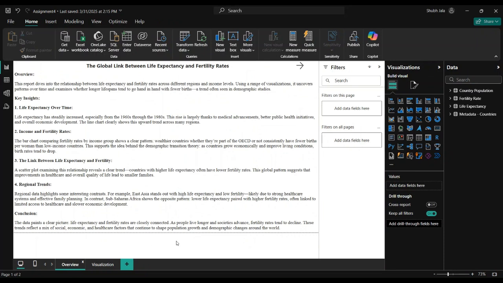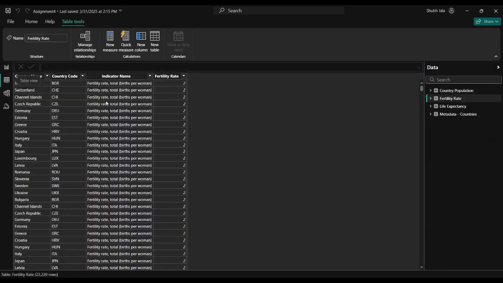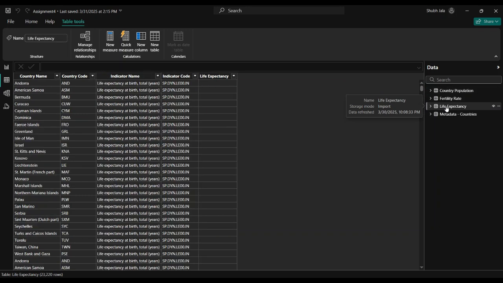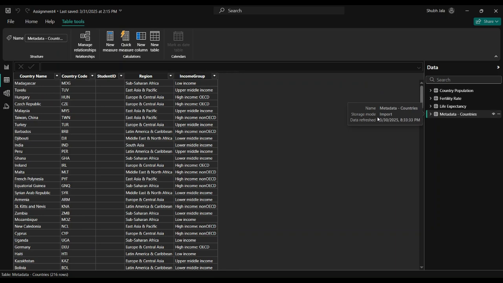For making the dashboard, I have uploaded the four spreadsheets that were already given by the professor. Here is the first one, the fertility rate, having four properties, and the country population has different properties in it, life expectancy has different properties, and the metadata countries has the country name, code, region, and income group.